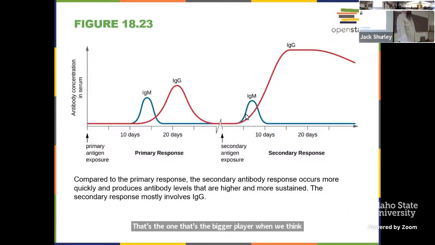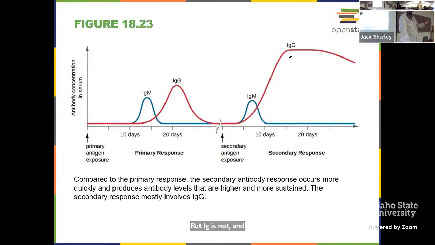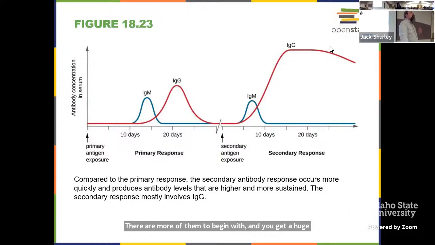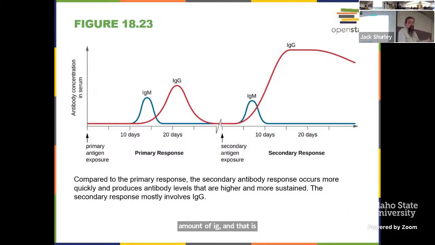The amount of IgM is almost the same, right? It's kind of, if we were to put them together, about the same as the first primary response, but IgG is not. It spikes considerably. A lot of this are the memory cells that we had generated previously. There are more of them to begin with, and you get a huge amount of IgG, and that is considerably elevated and persists much longer than the IgM response.